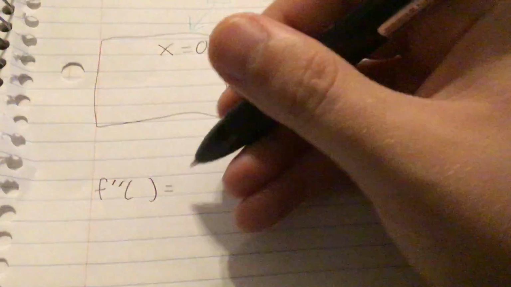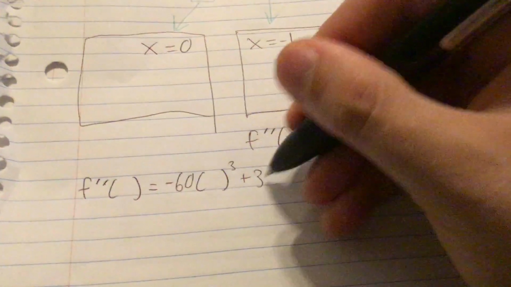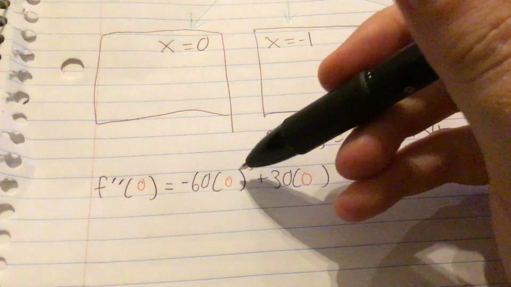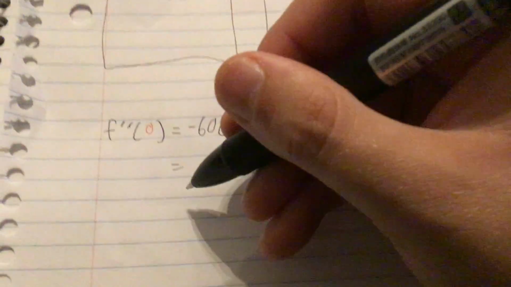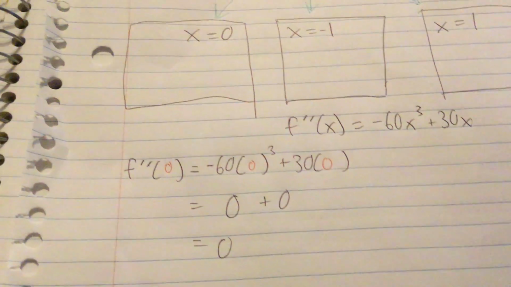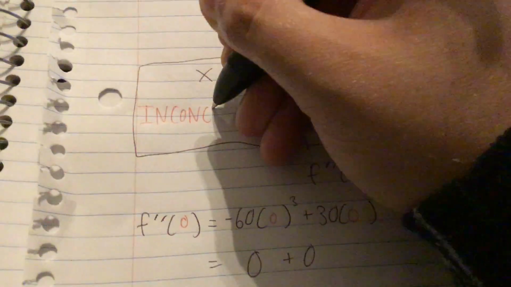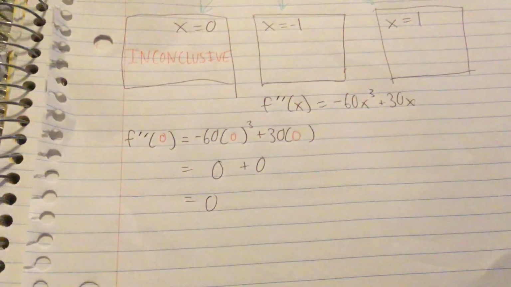So I'm going to start with f double prime of 0. That's going to be negative 60 times 0 cubed plus 30 times 0. So 0 cubed is 0 times negative 60, who cares? And then 30 times 0 is 0, so that's going to be 0. On the first one, you give me an inconclusive one? All right. Better not do that again.